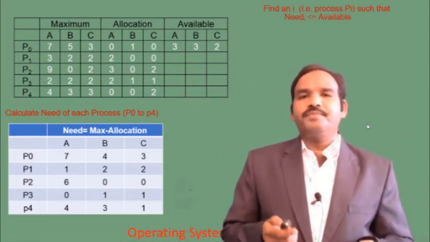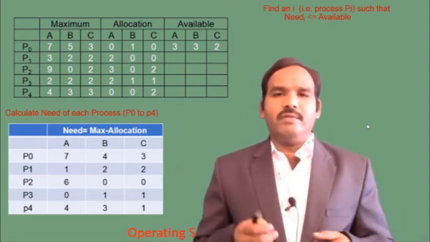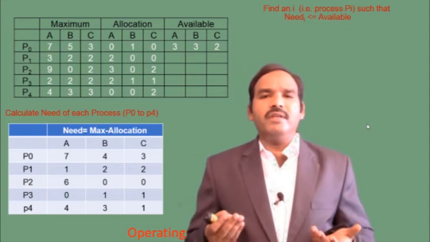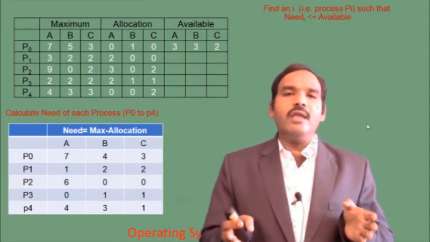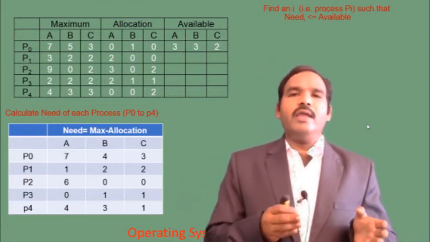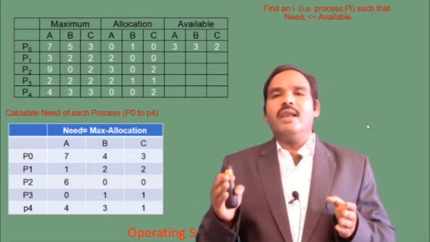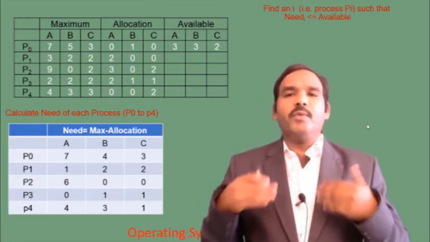Now apply the safety algorithm to find the safe sequence. What is the condition when we are going to apply it? For all i, 0 less than or equal to i less than or equal to 4, find such a process.